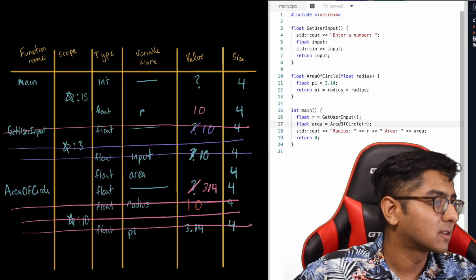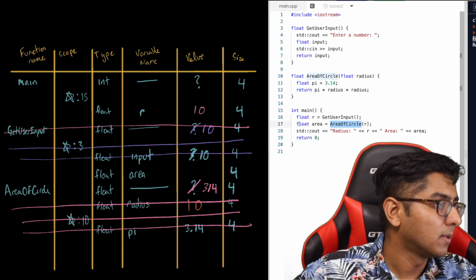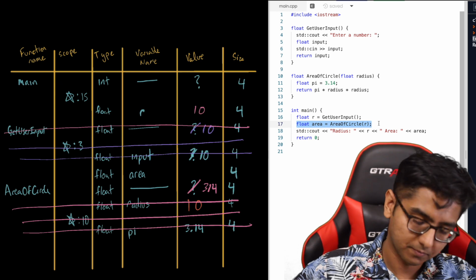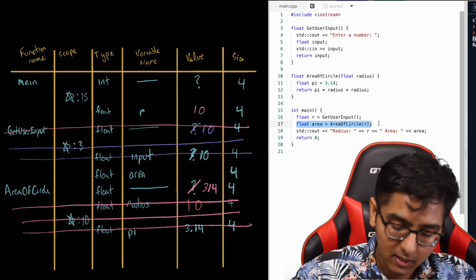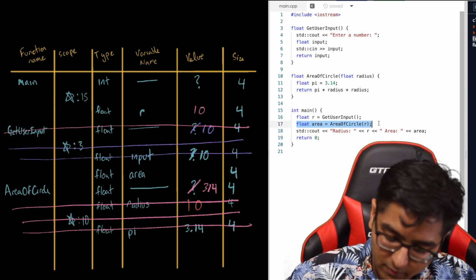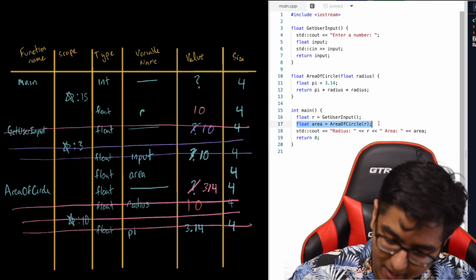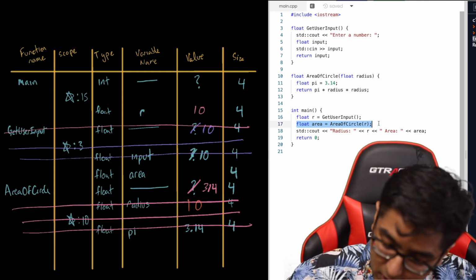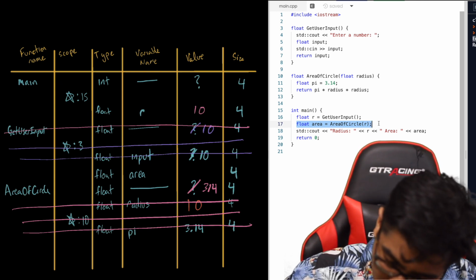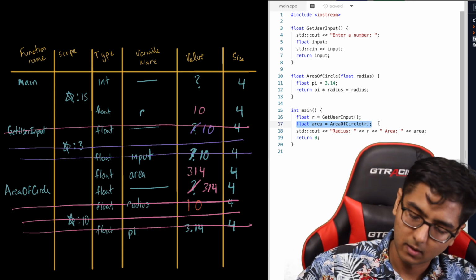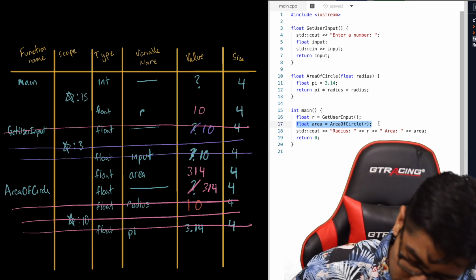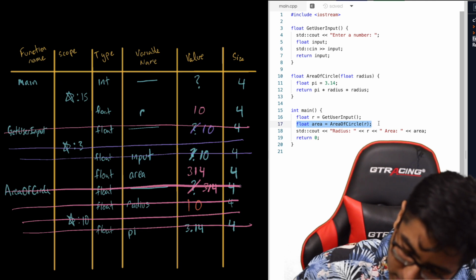So when I go back to where I called area of a circle from, I'll go back to line 17. Line 17 reminds me that the reason I call this function is to set the value of my area variable. So I'm going to set the value of my area variable to 314. And then I'll finish crossing off the rest of the function.